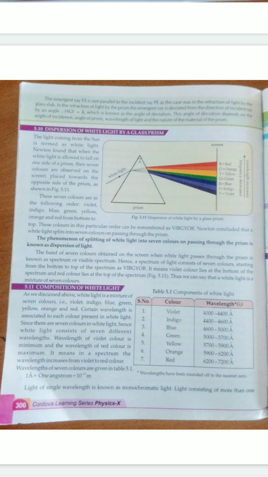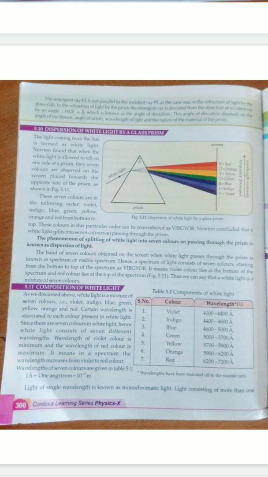The bending of the original beam is called deviation. The angle between the emergent ray and the incident ray is known as the angle of deviation. Thus the angles of deviation for the violet light and the red light are shown.